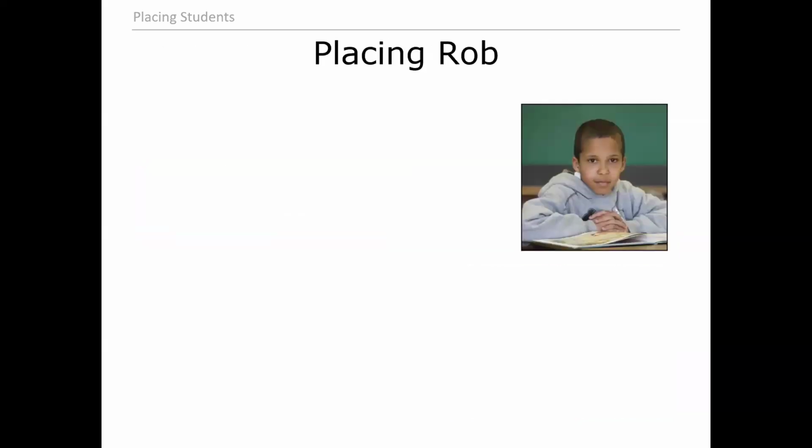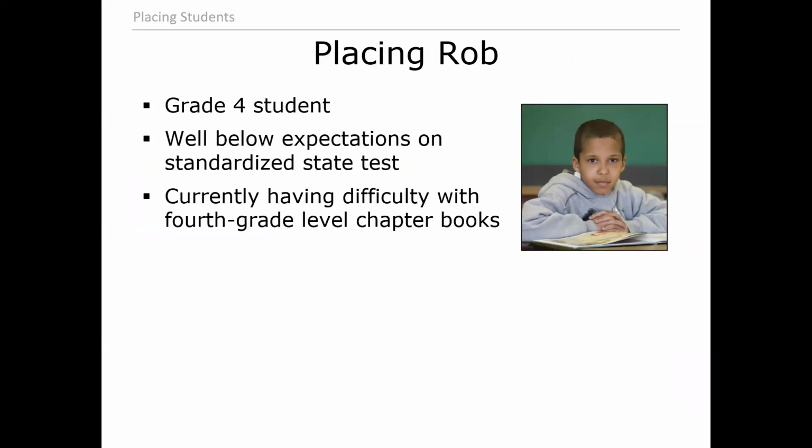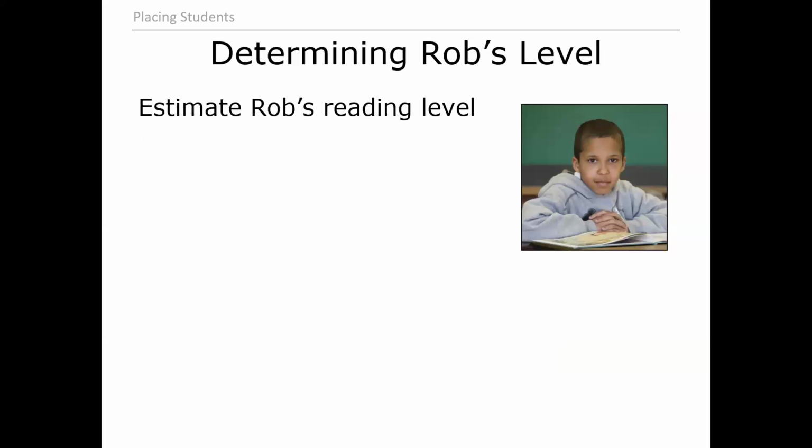So when we're taking a look at Rob, Rob is a younger student. He's only a fourth grader. I know he's well below expectation on standardized tests. He's currently struggling with fourth grade novels. He's below expectations. So I'm going to do teacher assisted placement with him. That's what I'm going to walk you through. But remember what I just told you we had to do first. First, we have to estimate what level we think Rob's reading at.